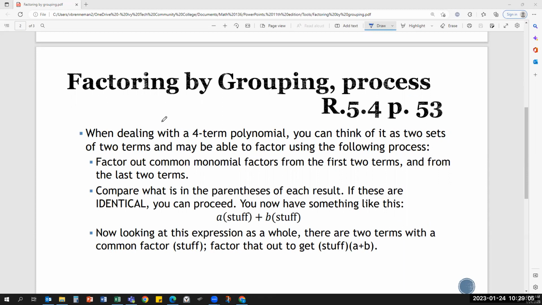You're going to look at them in groups of 2. So you look at the first 2 terms, see what common factors you can pull out. Look at the last 2 terms, see what common factors you can pull out. And for this to work, whatever's left in each set inside the parentheses is going to match. If those are identical, then you can basically do another factoring out of that now shared factor in these 2 larger terms, and you end up with 2 binomial factors.